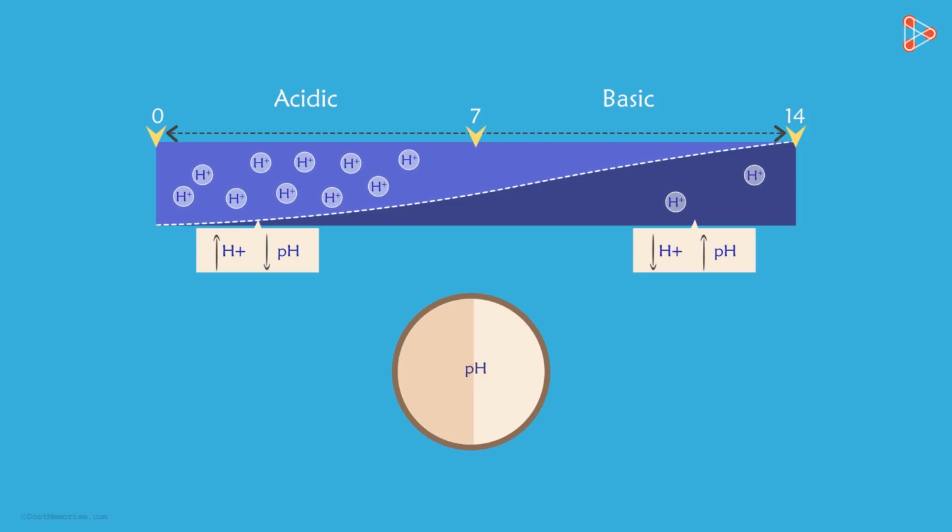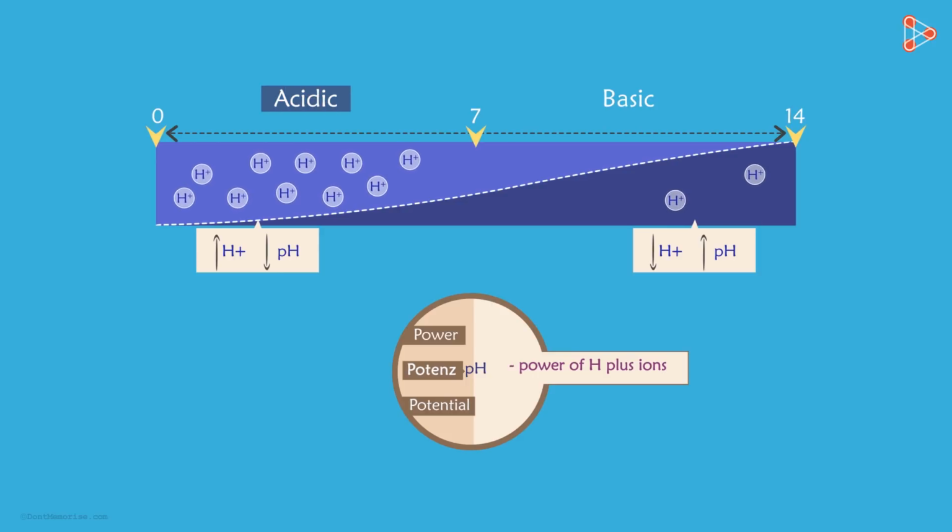The p in pH stands for potens, which means power or potential in German. We can understand it as the power of H+ ions. More the number of H+ ions, more acidic it'll be. Usually, a paper impregnated with the universal indicator is used to measure the pH.